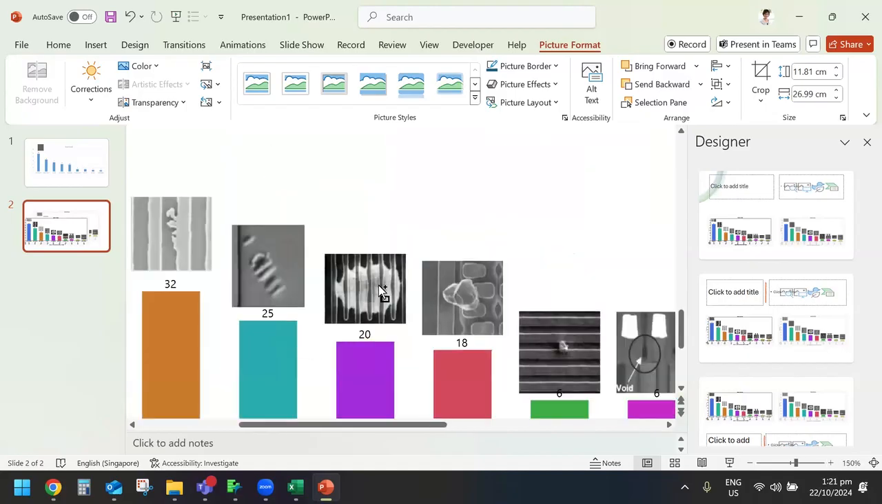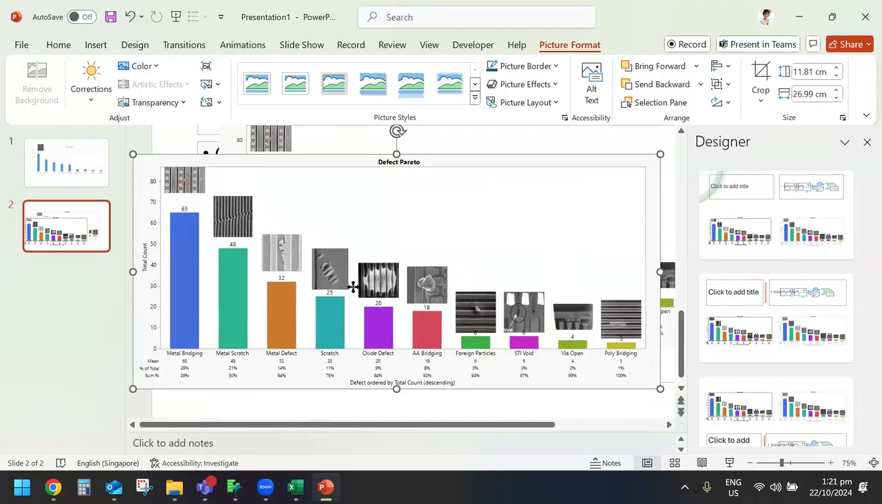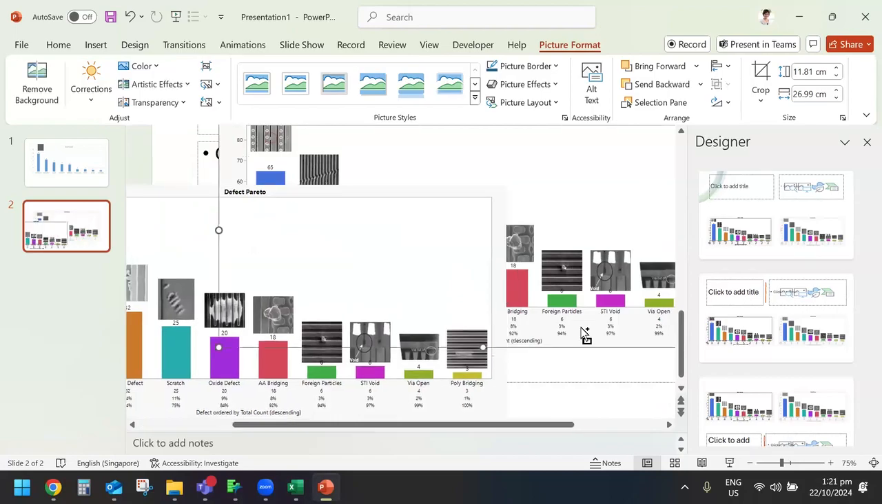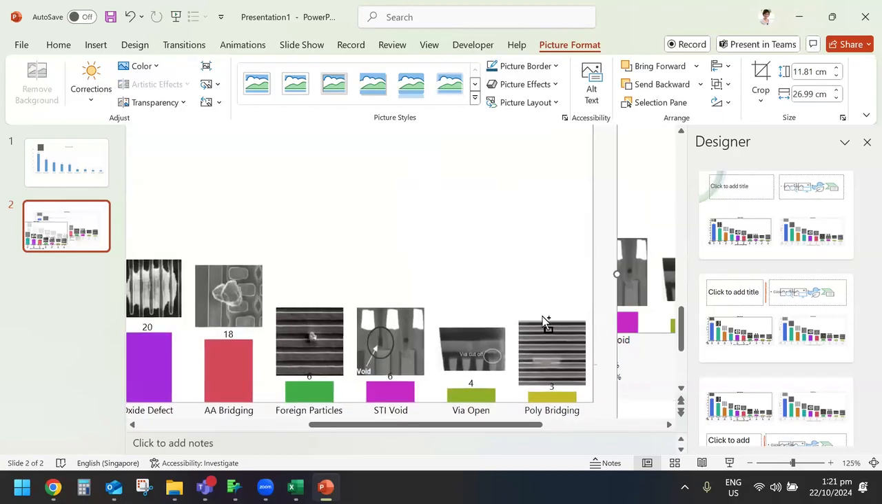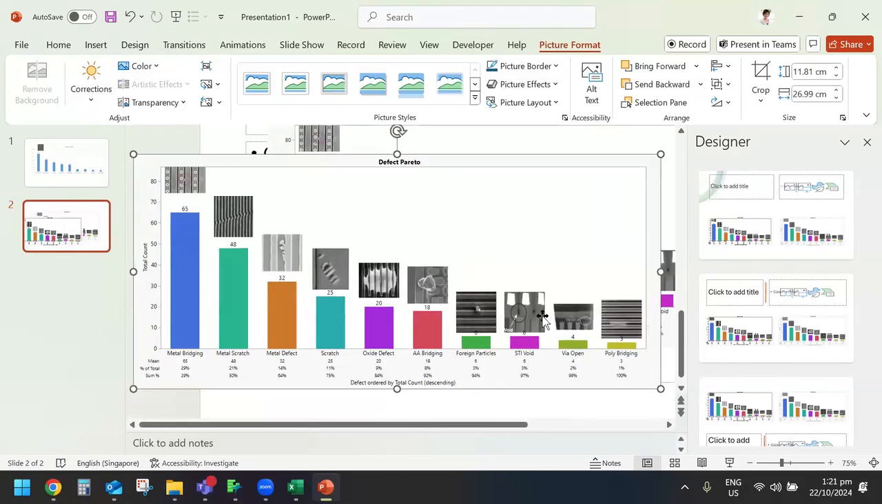While if you just paste as a picture, it is not so clear, not so clear. So just paste as a picture, and it will be much clearer. So you see, making use of the picture makes your life so easy, right?